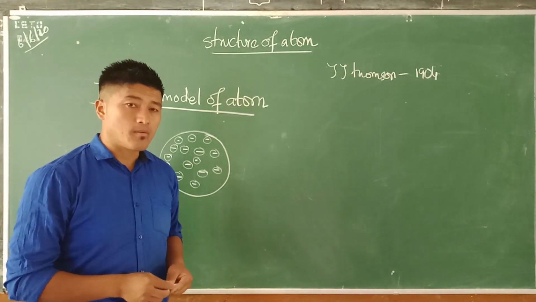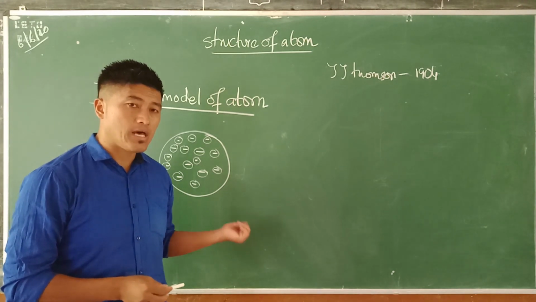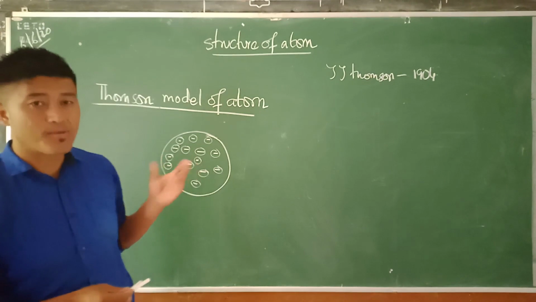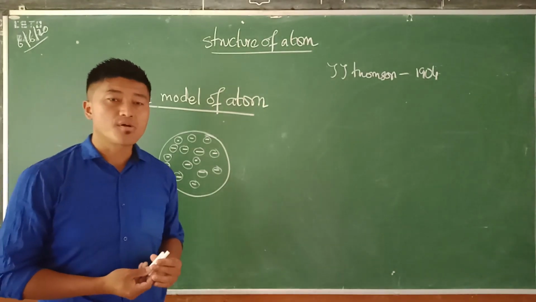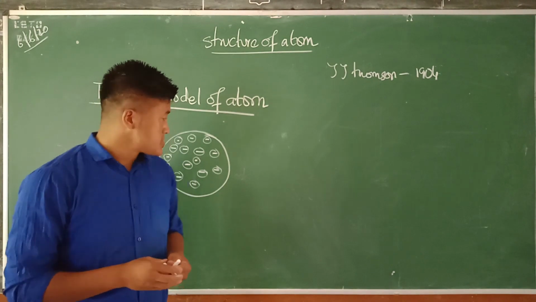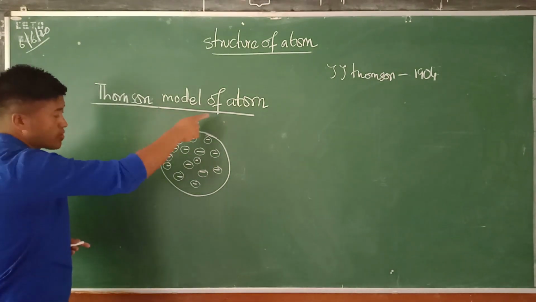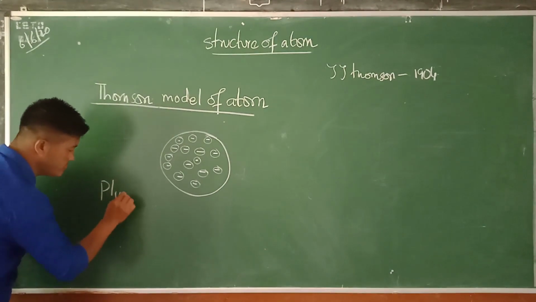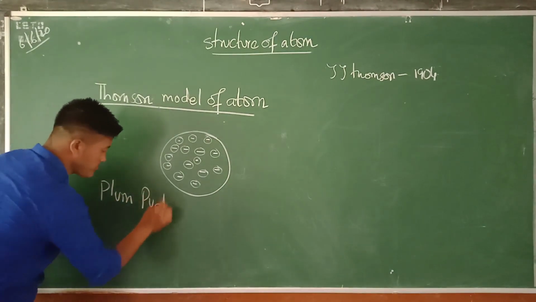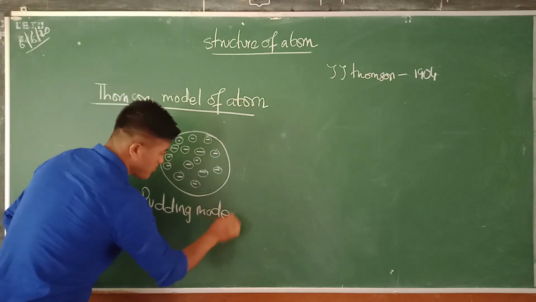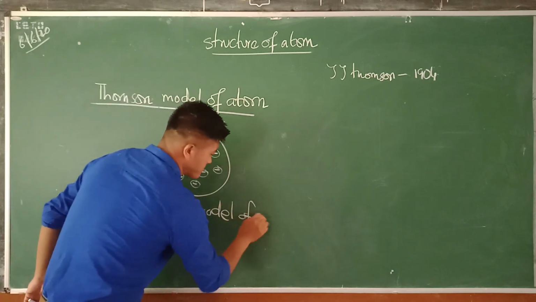But at the time of the Thomson model of atom, people did not have much idea about the atomic nucleus. This Thomson model of atom is also referred to as the plum pudding model of atom.